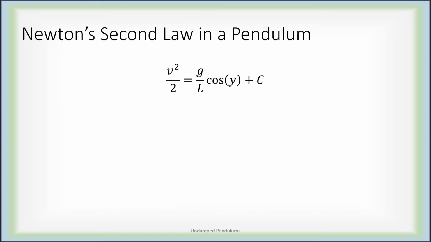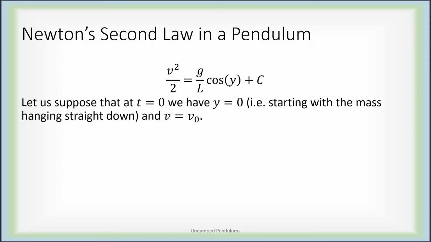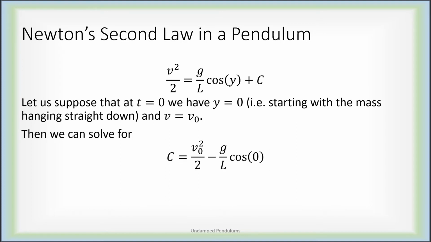So we've managed to integrate and got v squared over 2 is g over L times the cosine of y plus a constant. Remember, y is our angle. Now let's suppose at time t equals 0, we have an angle of 0. So I start off pointing straight down, and our initial velocity is given by v naught. Then what we can solve for is that c must be v naught squared over 2 minus g over L times the cosine of 0. If y naught is 0 and v naught ends up over here, then c is solved for just as follows. Of course, the cosine of 0 is just 1.